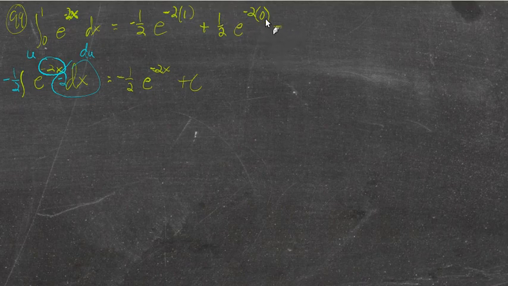So here we have negative 1 half times e to the negative 2, so this would be negative 1 over 2e squared, plus a half times e to the 0, and e to the 0, anything to the 0 is 1, so plus a half. That's it. So 1 half minus 1 over 2e squared. That's just fine.